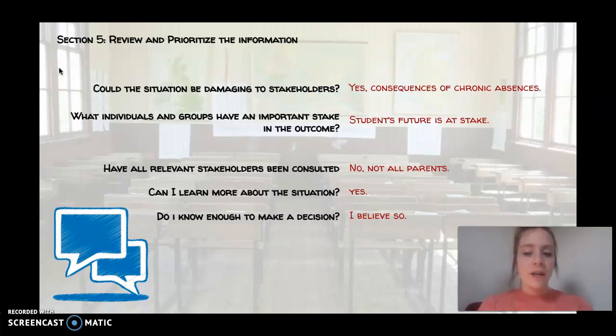Have all relevant stakeholders been consulted? I have not all the parents have been talked to about this situation. Can I learn more about this situation? Yes, I believe that we can always learn more. We could always dig deeper and find more information. Do I know enough to make a decision? I believe I can.